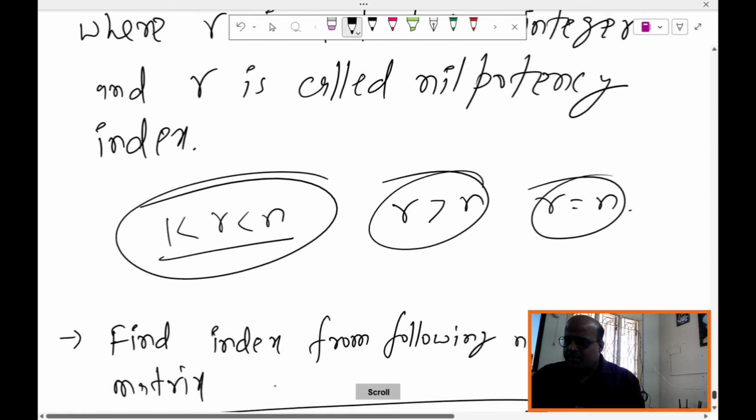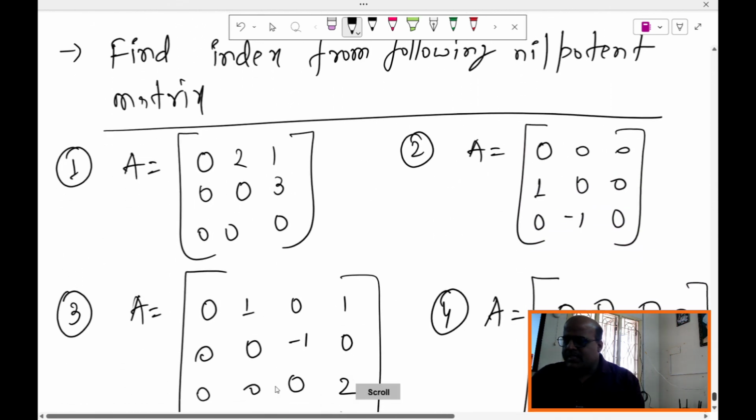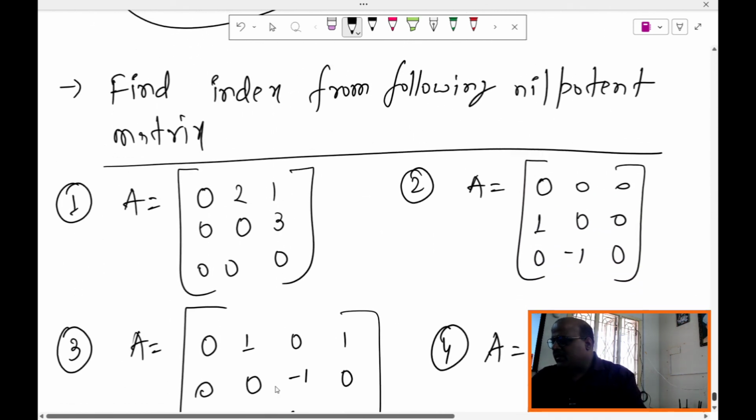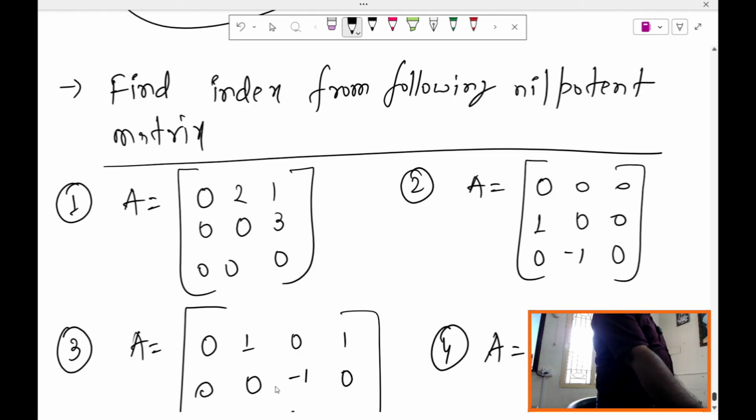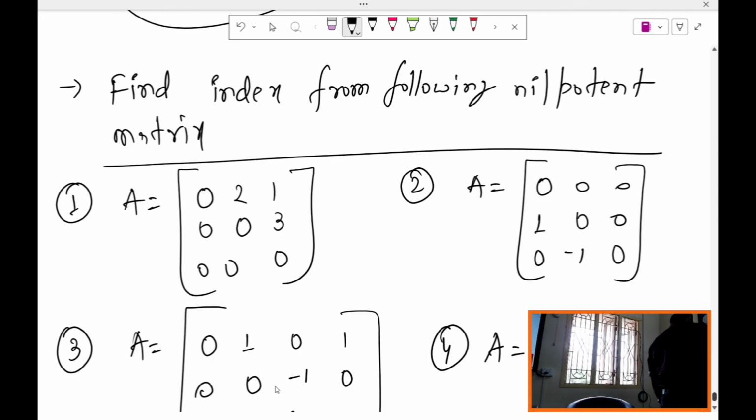Find this, everybody. So I gave a total of 6 matrices. Find the index and tell me. Online students must find, everybody. Don't neglect. Just matrix multiplication, row into column.